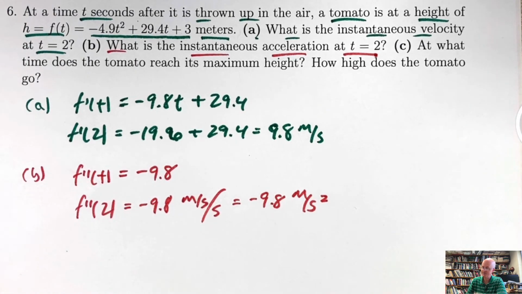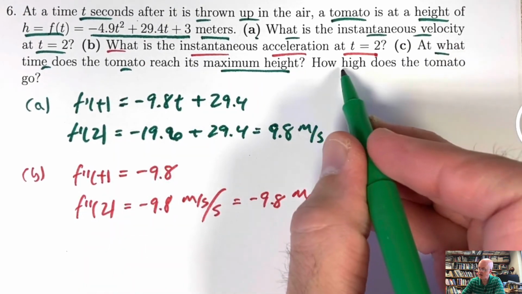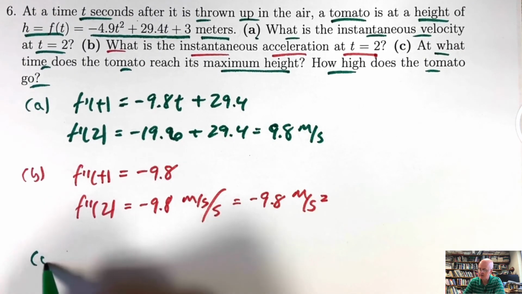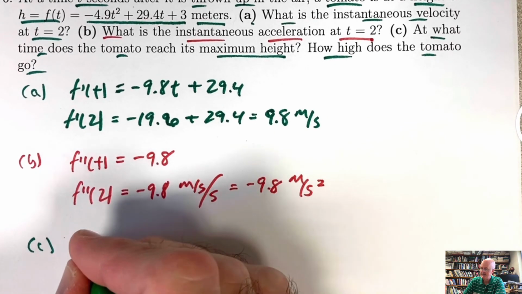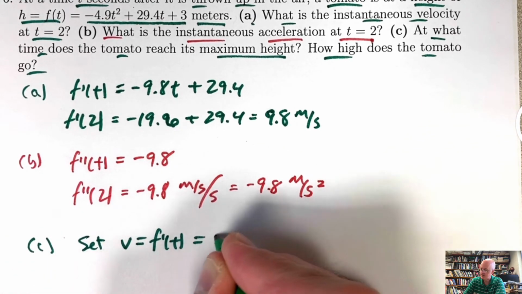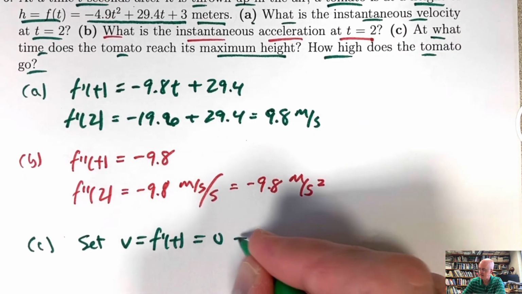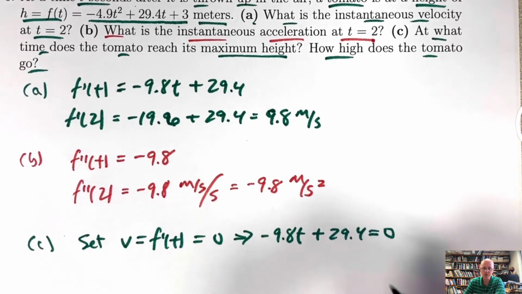Part C says, at what time does the tomato reach its maximum height, and how high does the tomato go? Reaching the maximum height, that's the instant at which the velocity is 0. At that moment in time, the instantaneous velocity is 0. It's going up, then coming back down. There's a moment in time where it effectively stops. We need to set the velocity, which is the derivative, equal to 0. There's the formula for the velocity. So negative 9.8 t plus 29.4 equals 0. Solve for t.